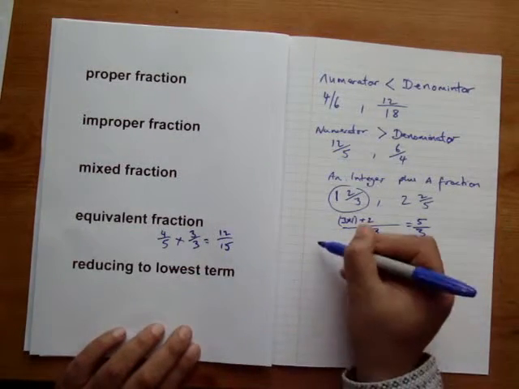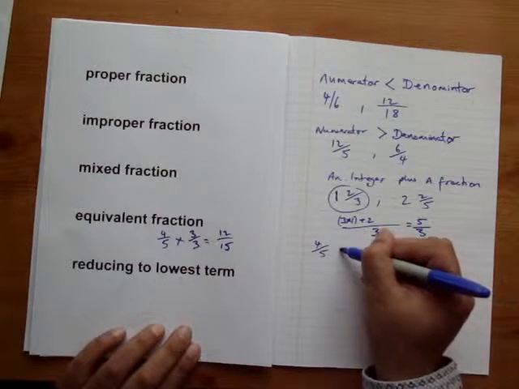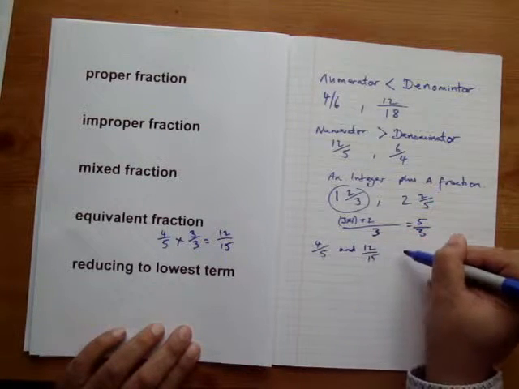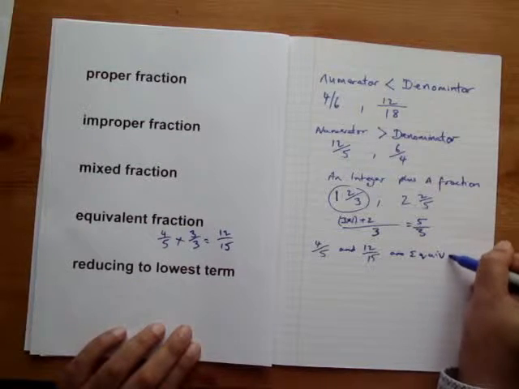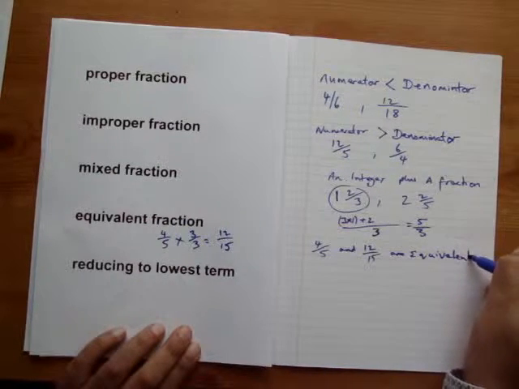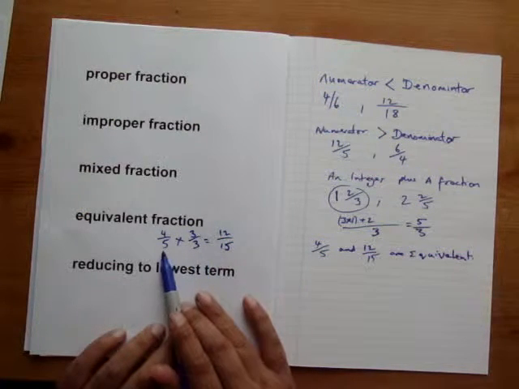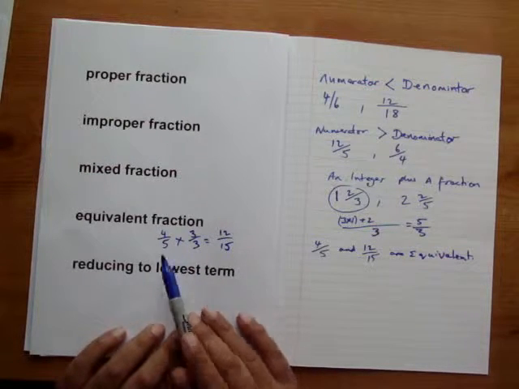In this example, the 4/5 and 12/15 are equivalent. Multiplying by the 3/3 is like multiplying by 1. So the magnitude of the fraction stays the same.